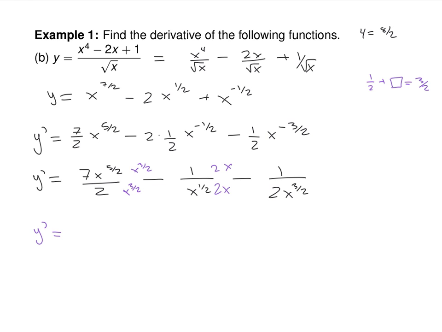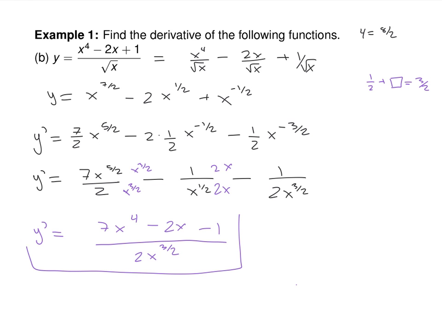So your derivative is 7x to the, that's going to be a nice whole number power. What is it? 4. Great. Minus 2x minus 1 all over 2x to the 3/2. There you go. Seems weird when it goes back to the same. You start with x to the 4th, not with x to the 4th again. Yeah, stuff like that happens.